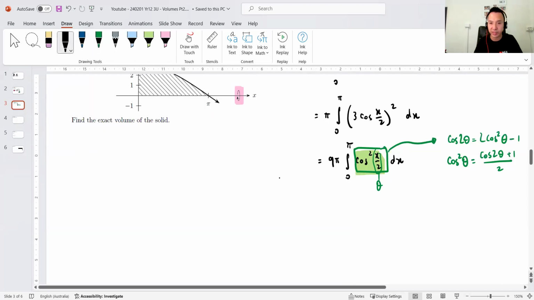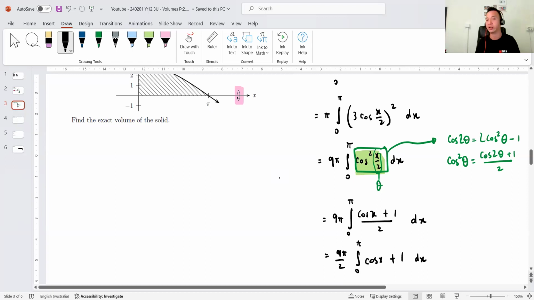So I'm going to replace, that becomes 9 pi integral between 0 and pi. And instead of cos squared, I'm going to go cos 2 times x on 2, which is just x, plus 1 on 2 dx. Now that's nicely integratable. Take the 2 out, right? 9 pi on 2, integral from 0 to pi of cos x plus 1 dx. Guys, simple now, right? So accessing the double angle formula makes this very 3-unit because you'd only learn the double angles in Extension 1, right?